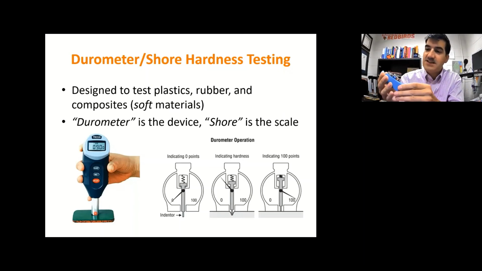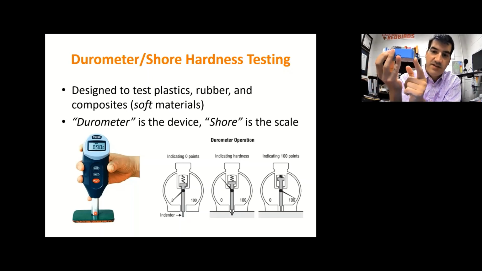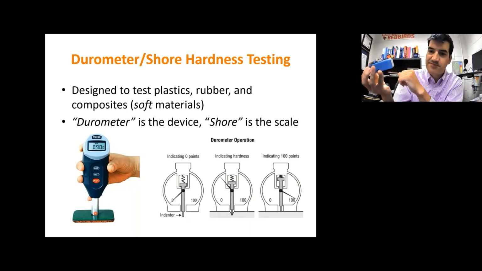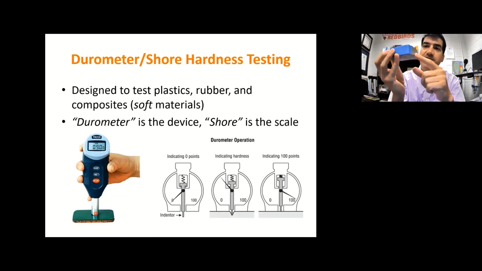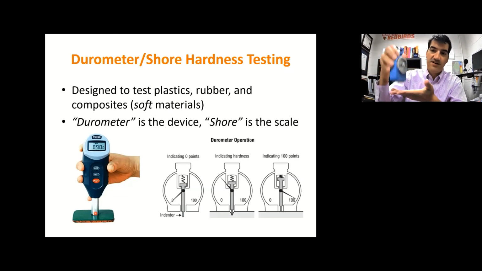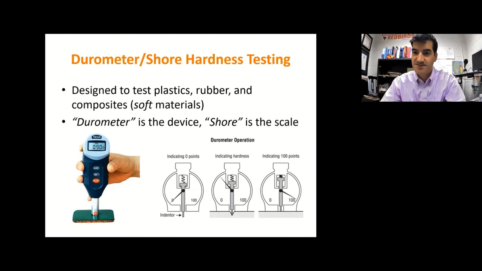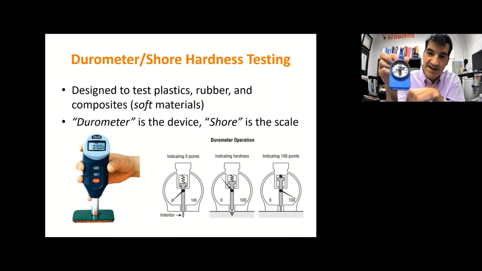Basically, you take the durometer and then you press it into the specimen until the plate here is coplanar with the surface. Basically, you press it into the surface until you can't press it anymore. That's when the flat part of this is resting on the surface of the specimen. And then you just read the dial.